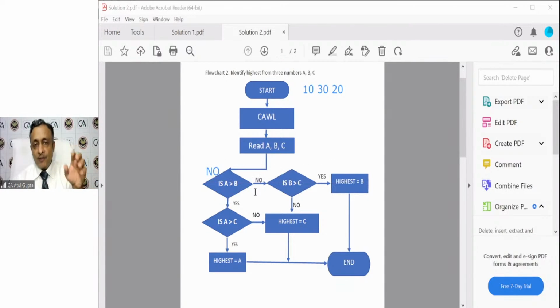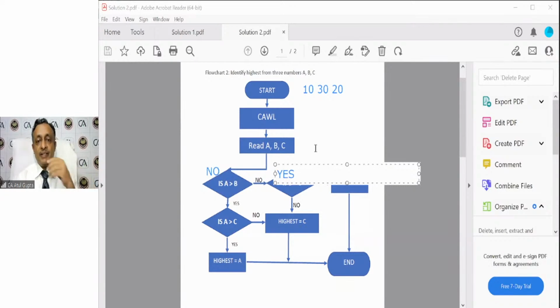So you follow the path of no. Then is B greater than C? Is B greater than C? Yes. So this rhombus gives the answer of yes. So you follow the path of yes. Which is highest? B is highest. Automatically we reach the right result.